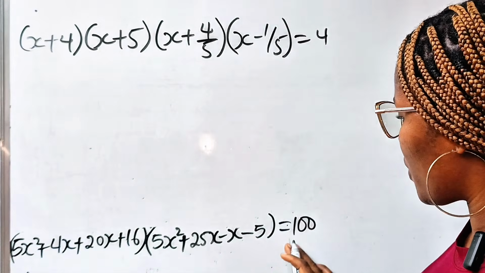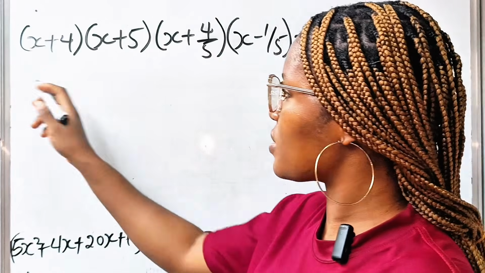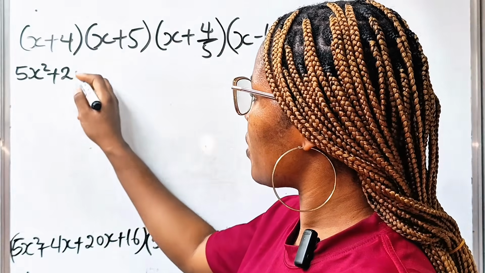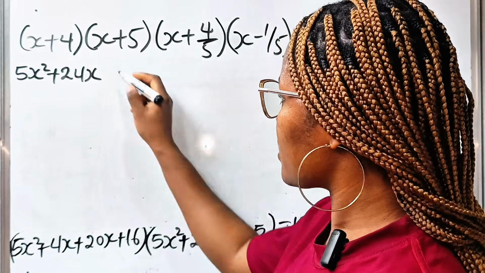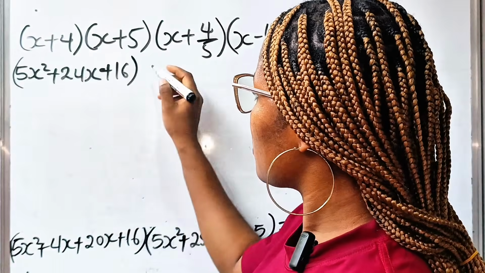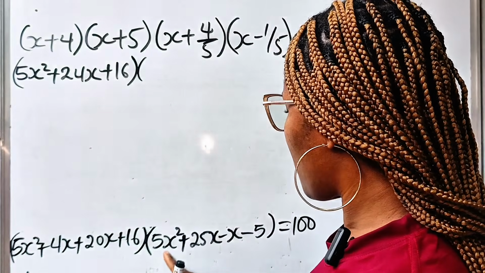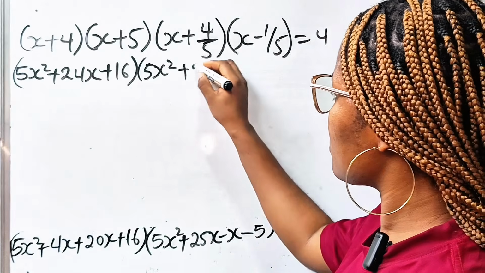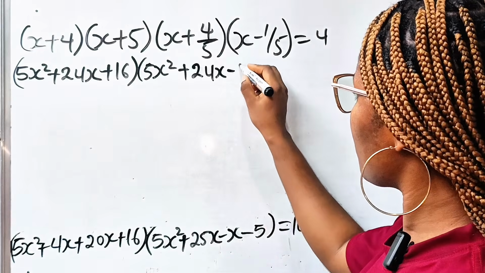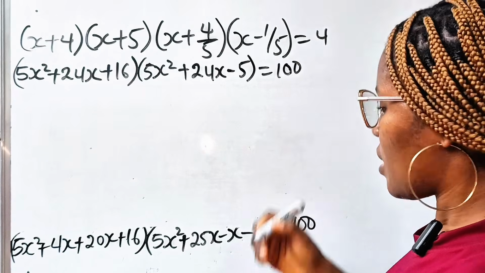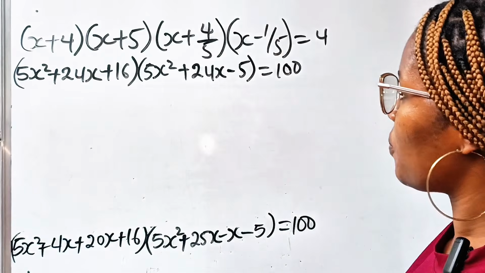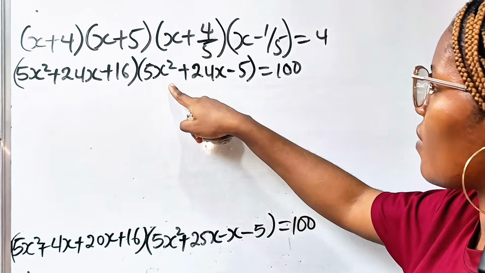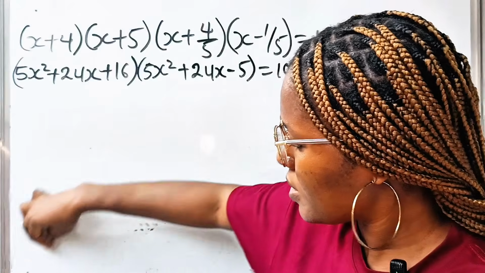Thank you. So at this point now, let us write this well. So we have 5x squared plus 4x plus 20x is plus 24x. Plus 16 multiplied by 5x squared plus 25x minus x, 24x, minus 5 equals 100. Now, if you look at this particular equation, these particular brackets, you notice that they both share 5x squared plus 24x, 5x squared plus 24x.